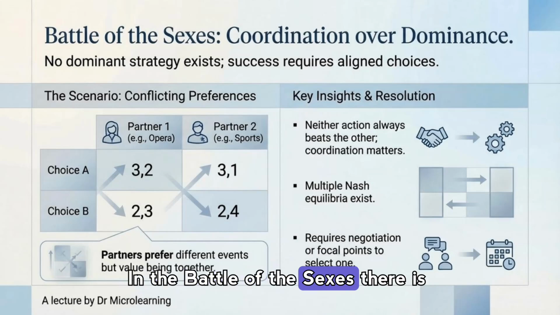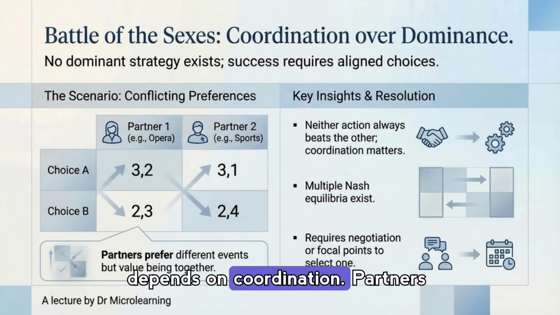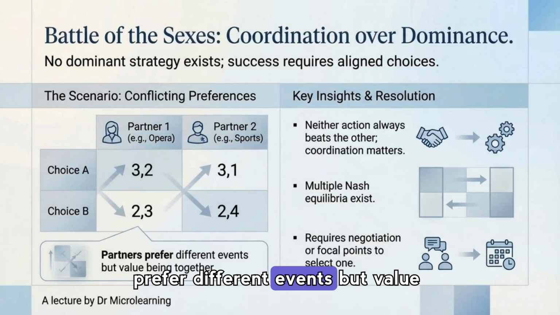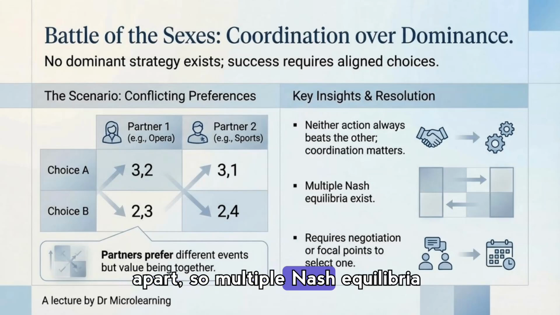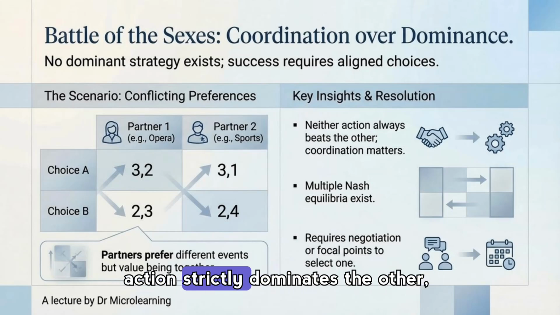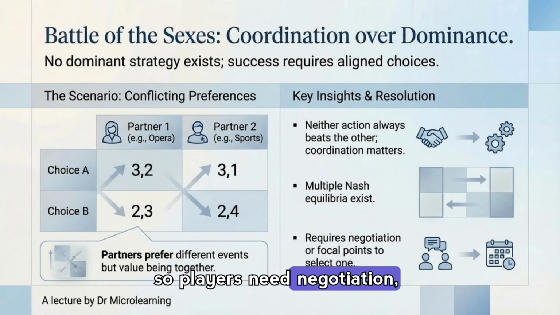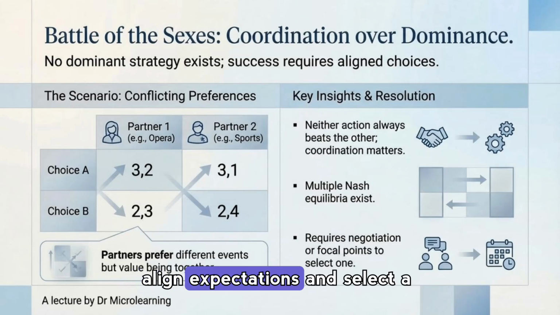In the battle of the sexes, there is no dominant strategy. Success depends on coordination. Partners prefer different events, but value being together more than being apart, so multiple Nash equilibria exist. The key insight is that neither action strictly dominates the other, so players need negotiation, pre-play signals, or focal points to align expectations and select a mutually beneficial outcome.